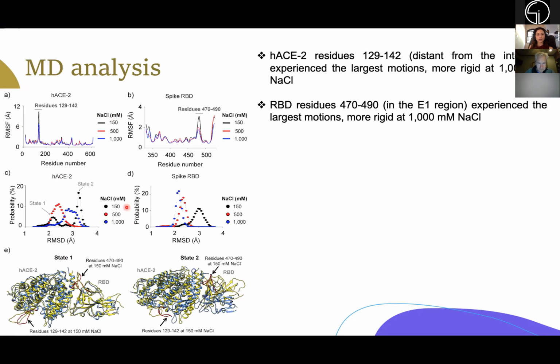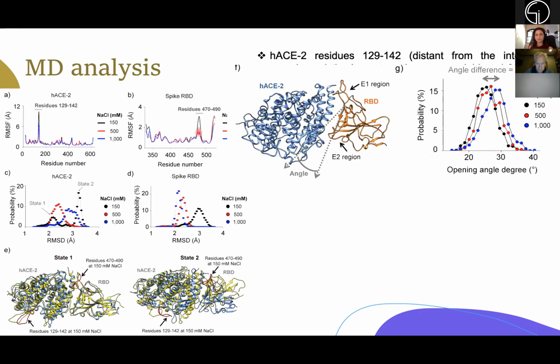When you increase the salt concentration up to 1 molar, which is a lot, human ACE2 tends to have only one conformation, and the spike also has a conformational change. And in both these regions of the proteins, as you increase the salt concentration, they become more rigid, not so flexible, okay?